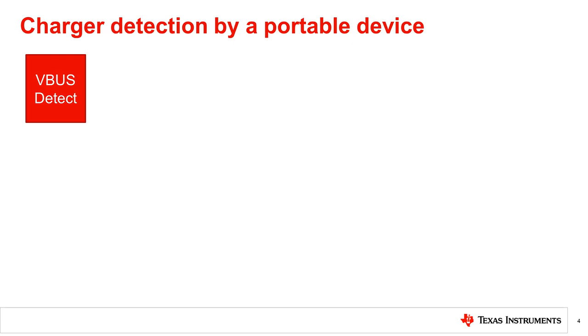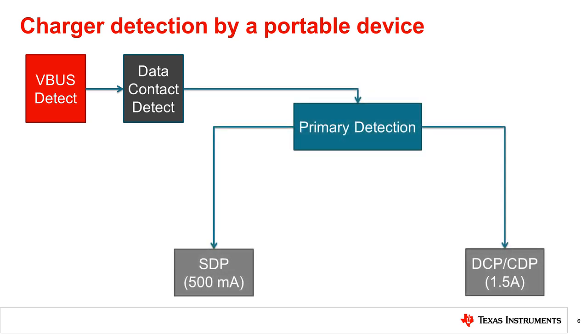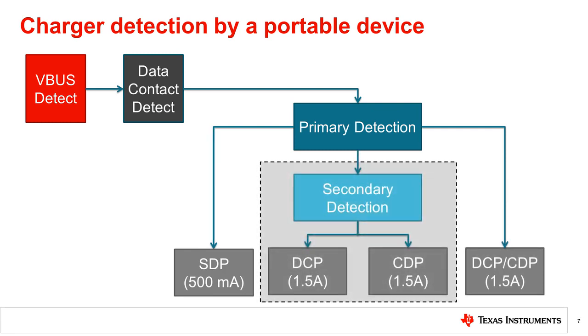First, when there is a physical connection made between the PD and a port, it is considered attached, and the PD monitors V-bus. The PD will detect V-bus when it is above a threshold of at least 800 millivolts up to 4 volts. Second, it goes into data contact detect to determine that the DP and DM lines are valid. Third, the PD starts port detection. Primary detection detects between SDP and DCP-CDP modes. Secondary detection, if implemented, detects between DCP and CDP modes. The port detection steps are described in more detail next.